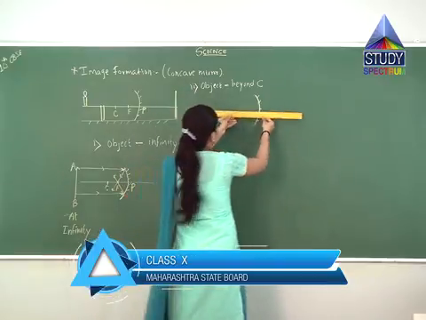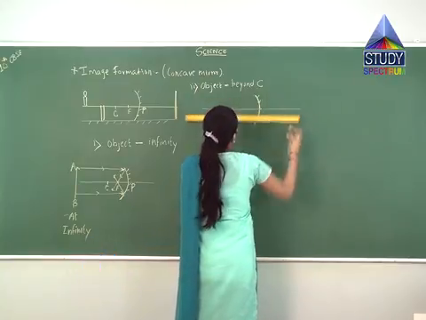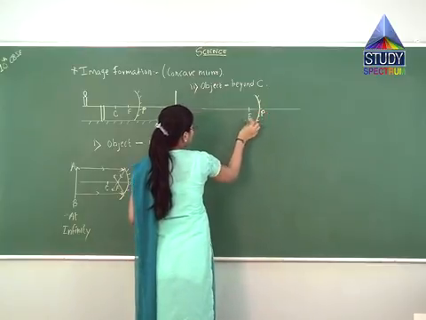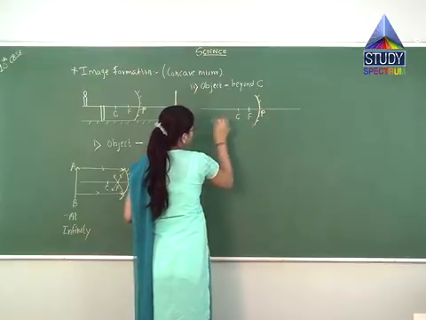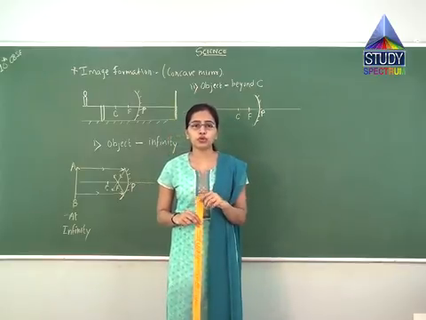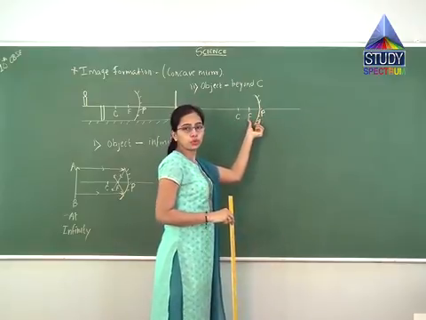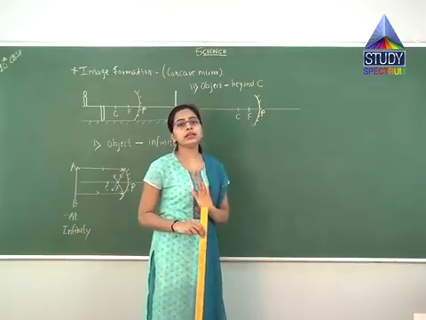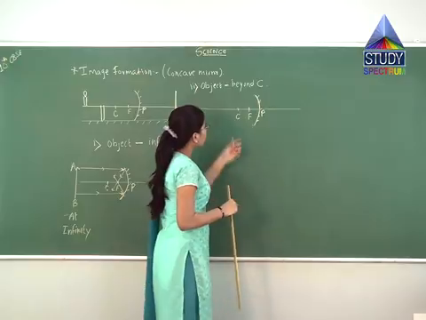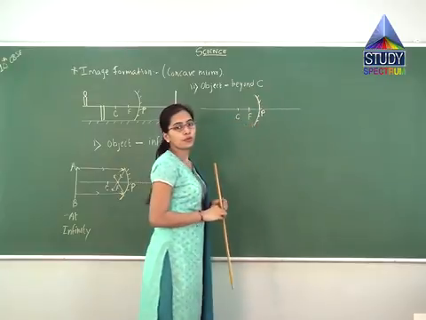Then let us draw the principal axis with pole P, focus F, center of curvature C. Here, if you are drawing these figures in your notebook, make sure that CF is equal to FP. Then only you will get the correct ray diagram. Otherwise, your figure would be wrong. So this is your center of curvature and this is the focus.